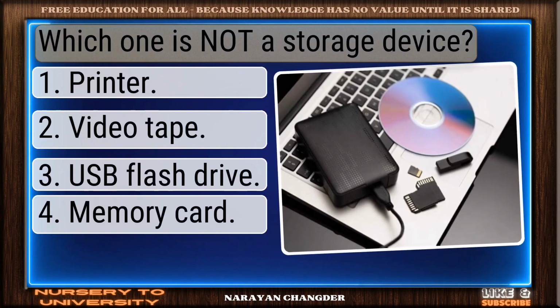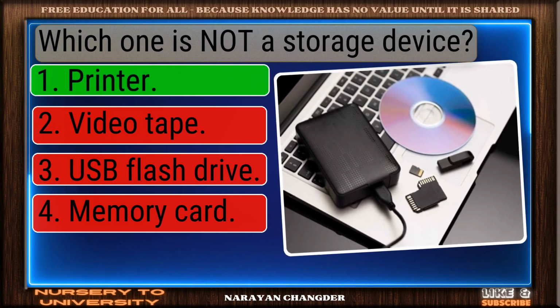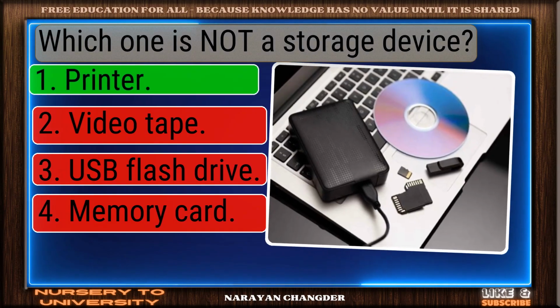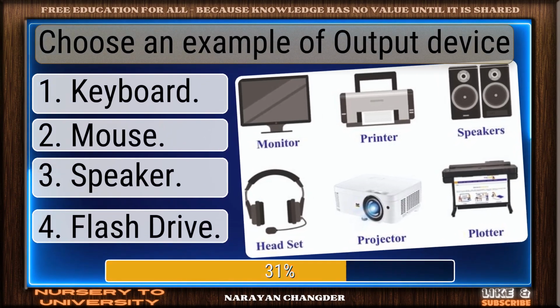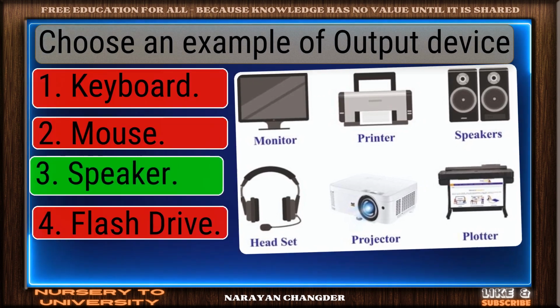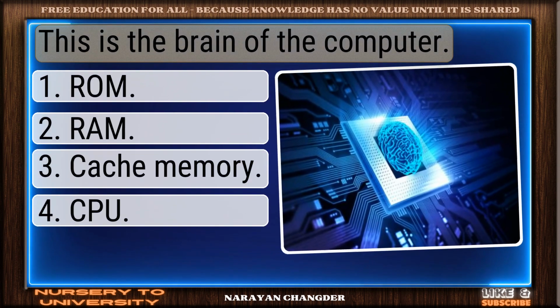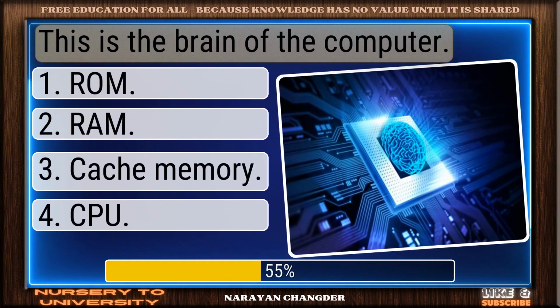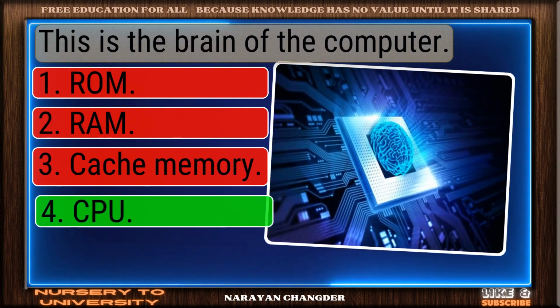Which one is not a storage device? Smart pick. Printer is correct. Choose an example of output device. Nicely done. Speaker is solid. This is the brain of the computer. On track. CPU is correct.